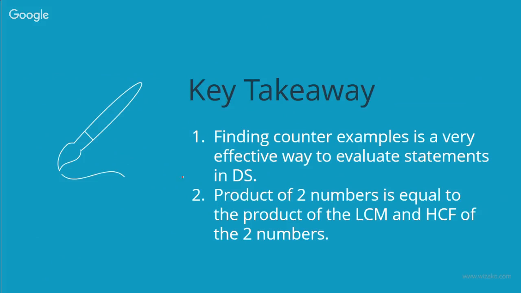Key takeaway: find counterexamples. It's a very useful way of negating a statement, invalidating a statement in DS. Second thing, we're repeating it the nth time: the product of two numbers is equal to the product of the LCM and HCF of these two numbers. Let's move to the second one.